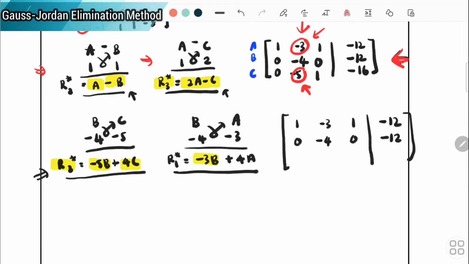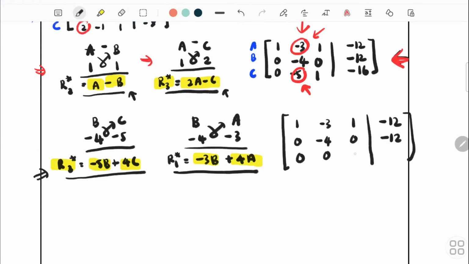You call it this operation. So then you will get 0, 0. Sorry, there's a big mistake here. I'm so sorry. All right, so I repeat.